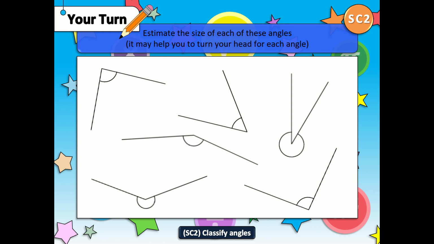Here's some questions for you to have a go at. So you need to estimate the size of each of these angles. Pause the video, and when you're ready to mark your work, press play. Here are your answers.